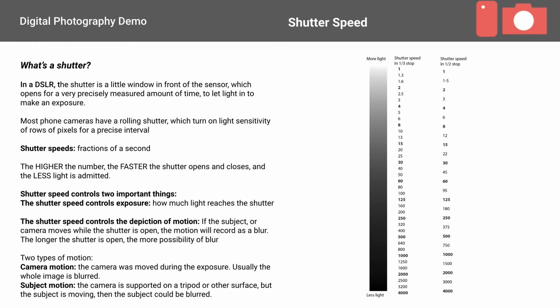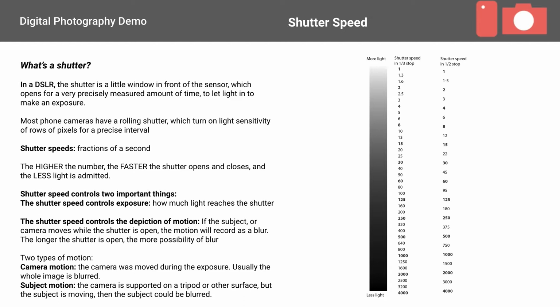So the shutter speeds are measured in fractions of a second. And if you look at the little diagram on the right there, basically shutter speed in a third of a stop is actually most common on cameras now, newer DSLRs, and also in phone cameras with Lightroom. Remember, check the Lightroom app. It lets you control your shutter speed.